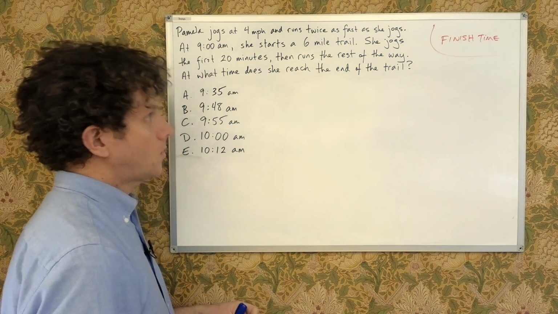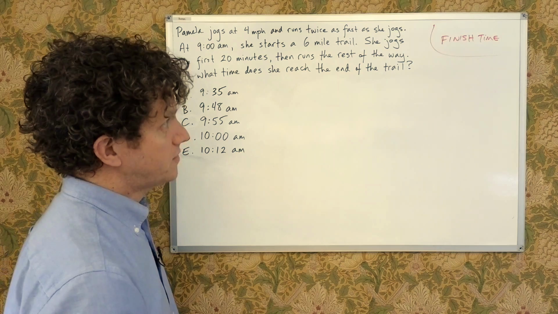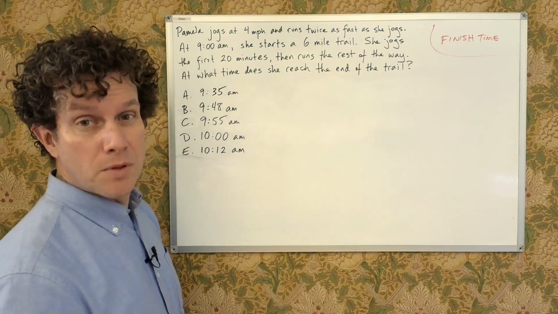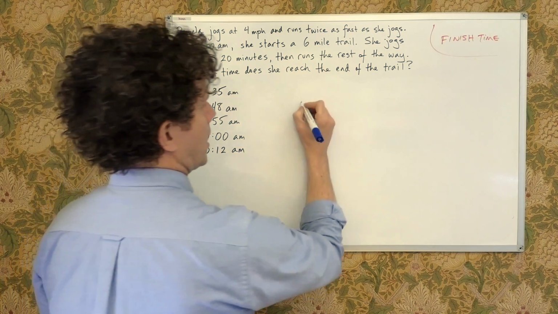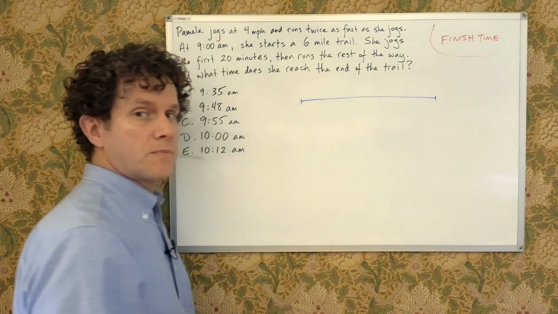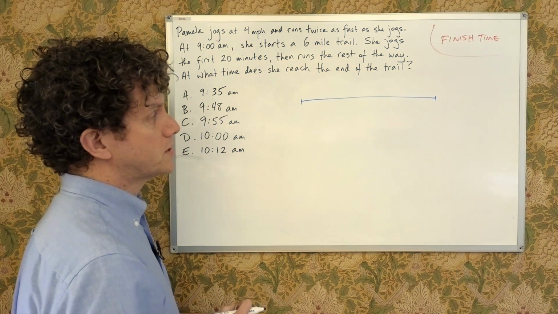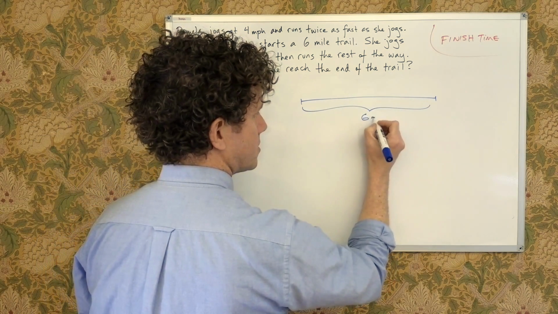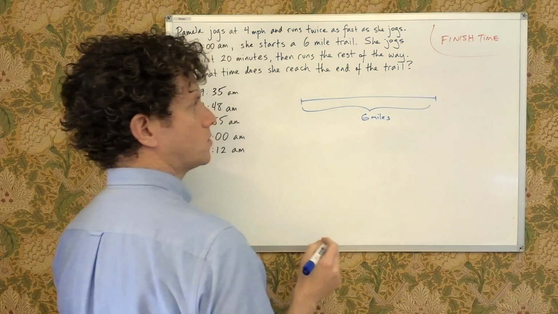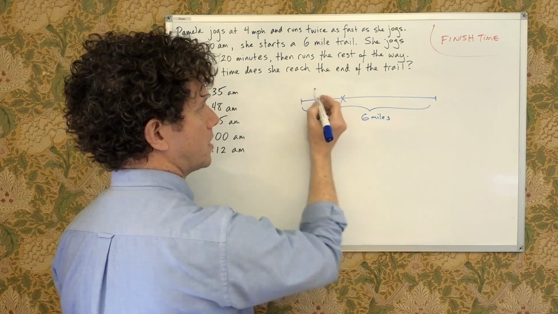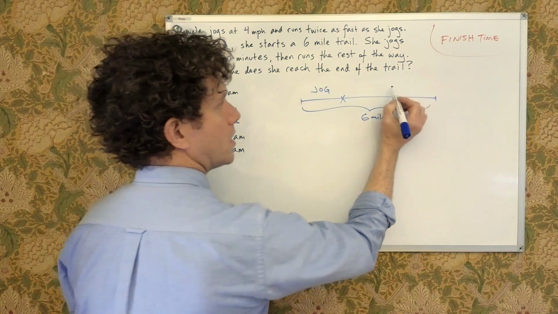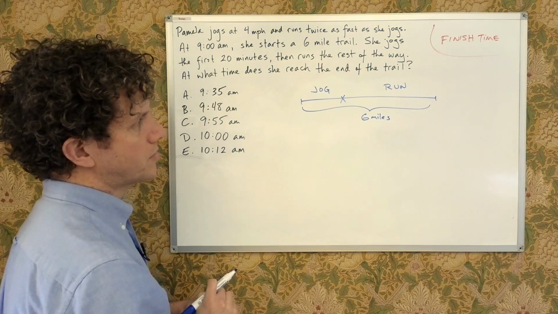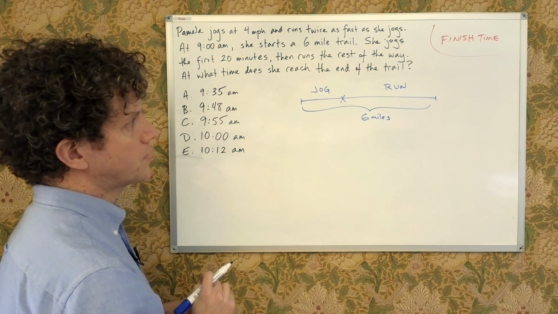Okay. What can I do with what I have to find the time she finishes? Lots of options, lots of possibilities. Me personally, I'm going to draw a picture. And boy, it's not going to be a very interesting picture, but I really want to see that. This whole distance is 6 miles. And what's she do? She starts out and she does a bit of a jog, and then she goes to a run. And there are some things we know, and some things we don't.